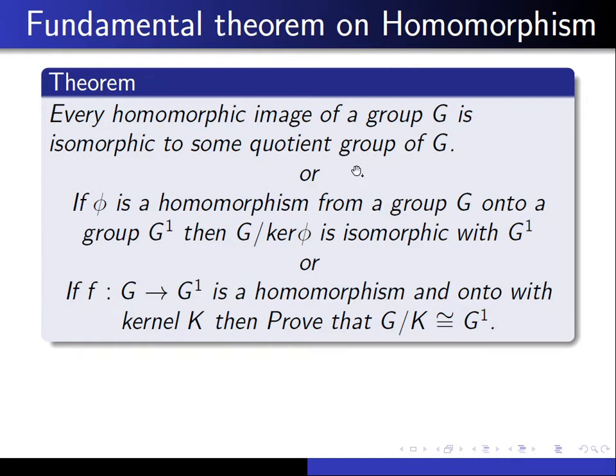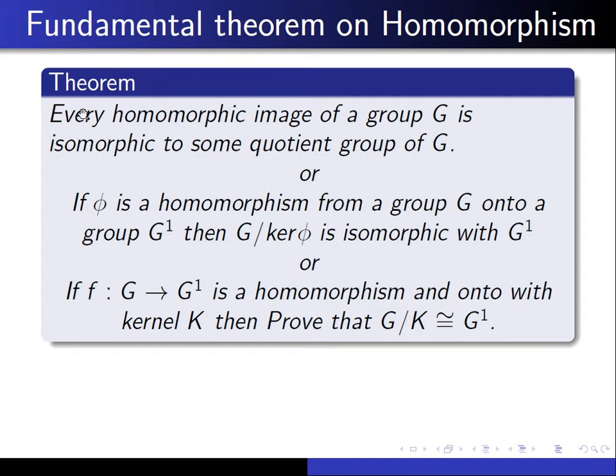Quotient group is generally denoted by G by H, or G by K. Or, if phi is a homomorphism from a group G onto a group G dash, then G by ker phi is isomorphic with G dash. This is another way. If there are two groups G and G dash and phi is a homomorphism, then G by ker phi, this is a quotient group, is isomorphic with G dash. And the third way: f mapping G to G dash is a homomorphism and onto also with kernel K, then prove that G by K is isomorphic to G dash. G by K is the quotient group.